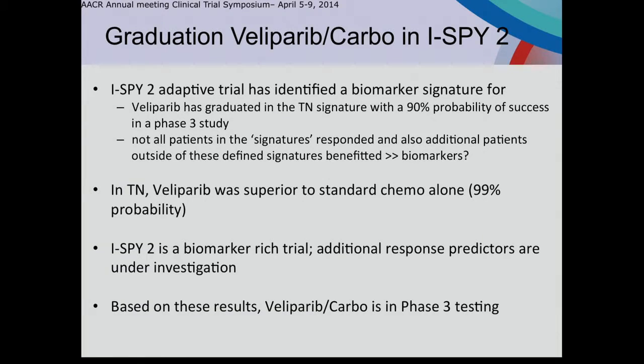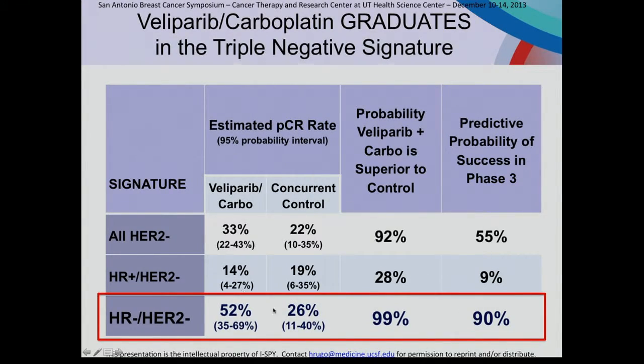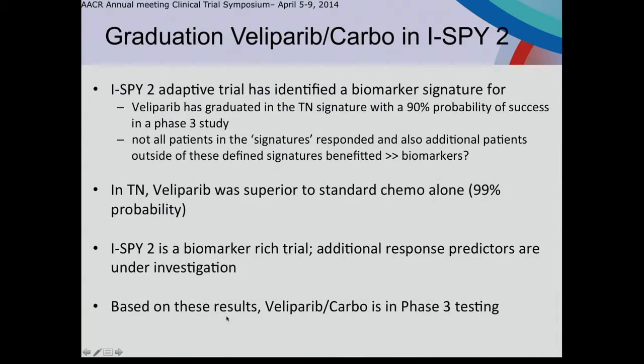So we identified the biomarker signature based on only hormone receptor and HER2, those had to be negative. But if you look at the data, even in that group, only 52% respond, so that's still not everybody. So there's room for improvement. So we started to look at what the biology is of those patients that are responding, whereas in parallel, this particular combination is now being tested in phase 3 for just the triple negative patient group.